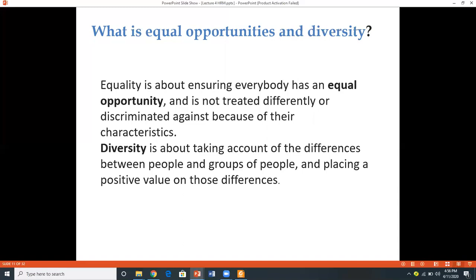Diversity is about taking account of differences between people and groups of people and placing a positive value on those differences. So we place a positive value because the groups are different, their place is different. And so the main difference is between people and groups of people.